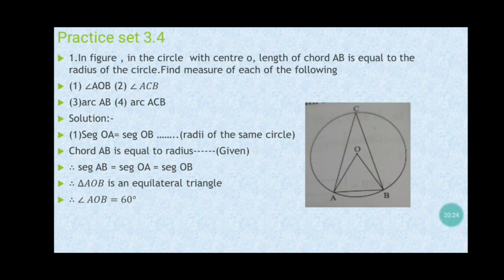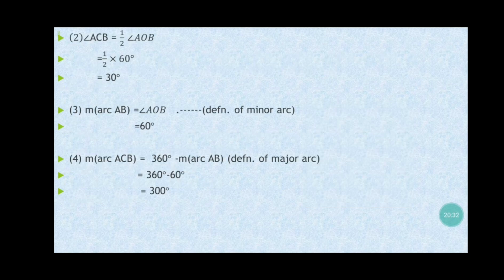Minor arc AB, okay. So here it will be 360 minus 60. So that is equal to 300. So the measure of arc ACB is equal to 300. I hope I am clear. So all the 4 points we have done over here.